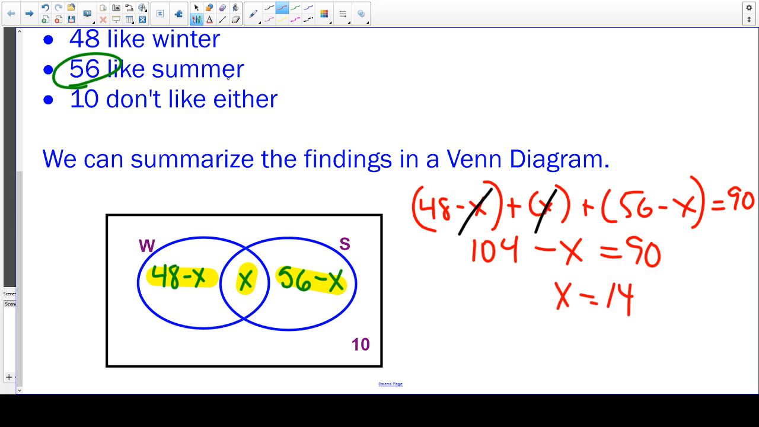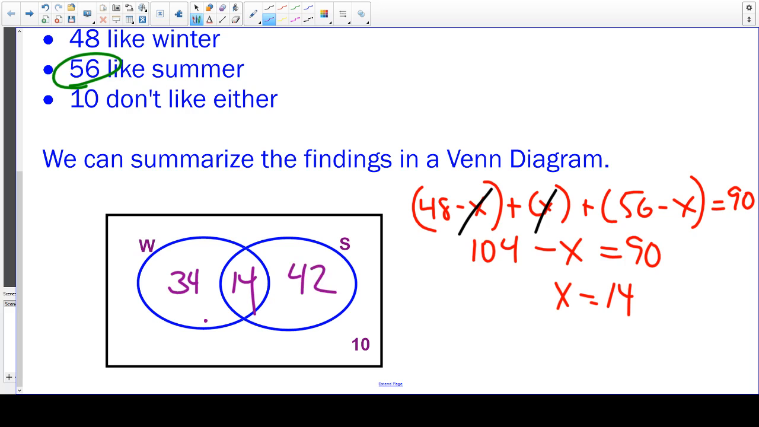So that means that 14 goes here. And if 48 like winter, then it's going to be 48 minus 14, which is 34, goes here. And 56, take away 14, 42. 42 is going to go here.